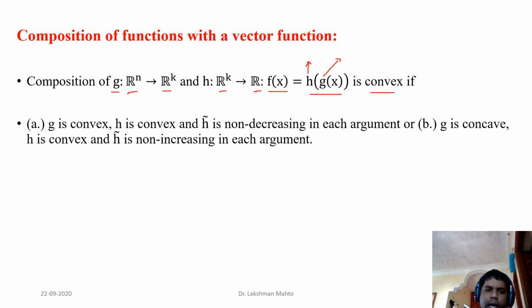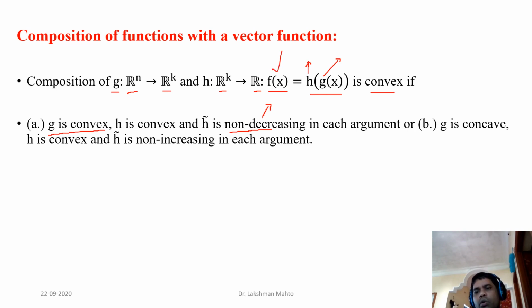One scenario is that the inside function g is convex and h is convex, and apart from that, h is also non-decreasing. Don't be confused by the word non-decreasing. It simply means, in layman's terms, an increasing function. In notation, we always give this kind of arrow. That means h is an increasing function as well as a convex function. Under that pattern, the composed function f would be a convex function.